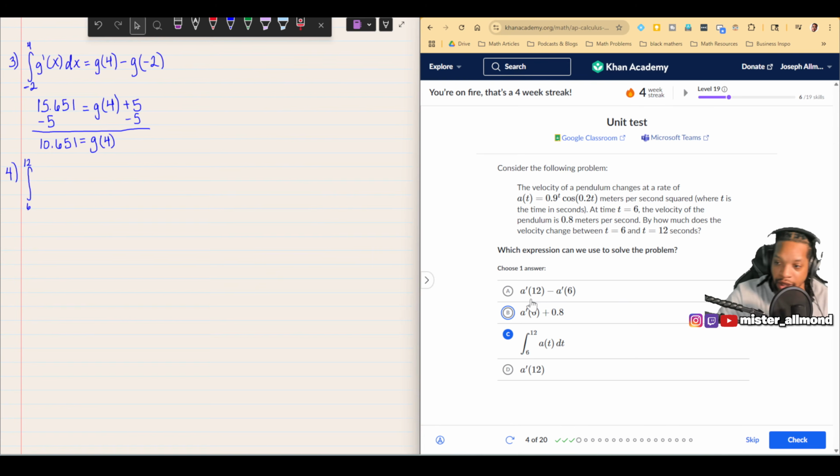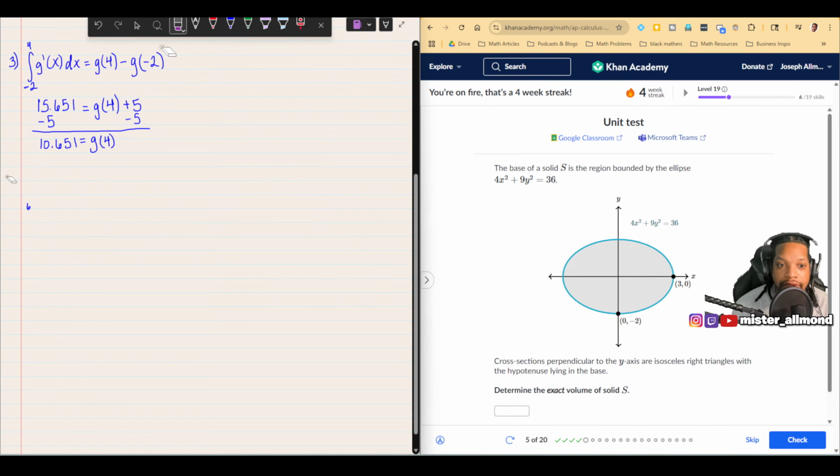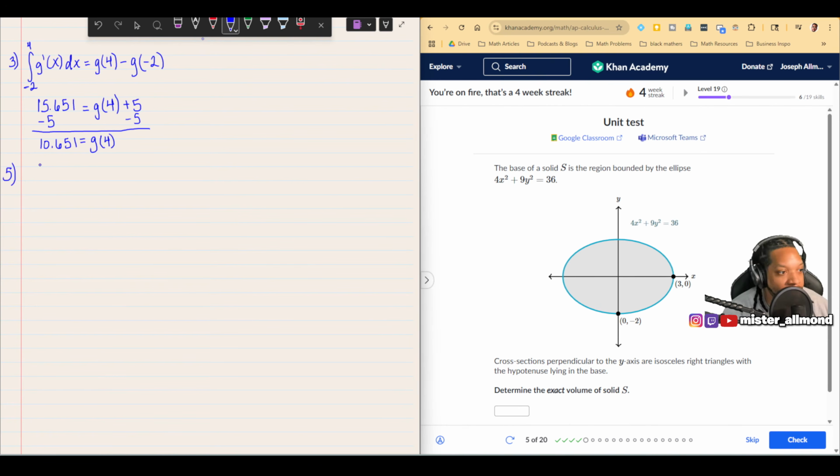Let's go. All right. What number are we on? We're on number 5. We got 20 down. Let's keep going. All right, I'll erase that. I don't really need that. Number 5. Okay, it says the base of a solid S is the region bounded by the ellipse. Okay, the base of a solid is that ellipse. Okay. Cross sections perpendicular to the y-axis.